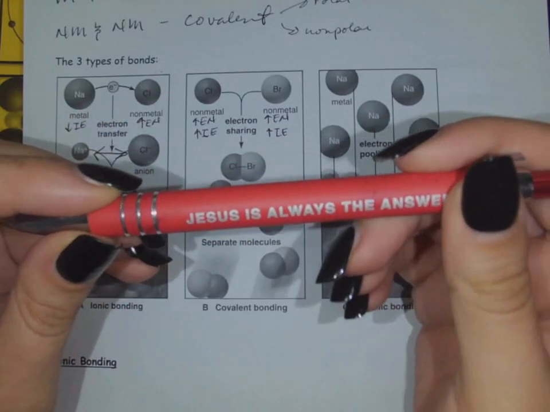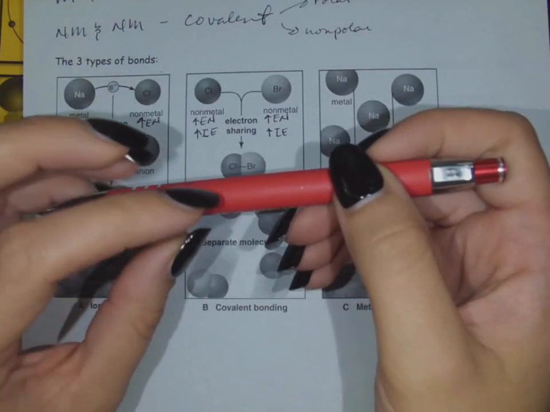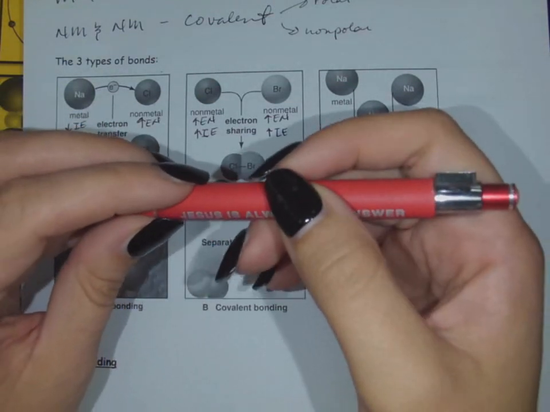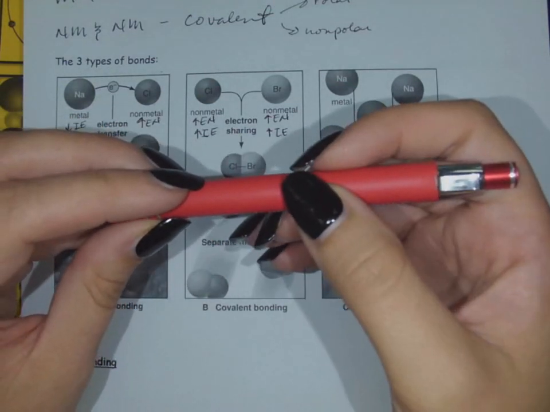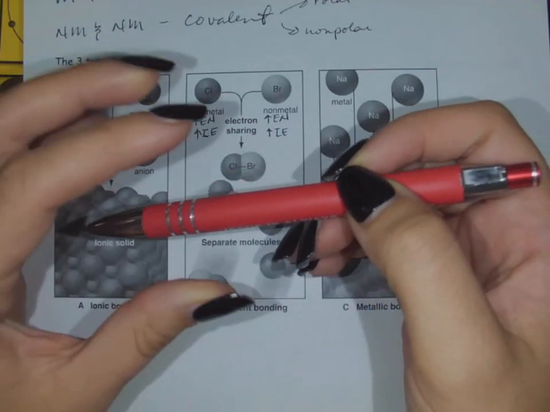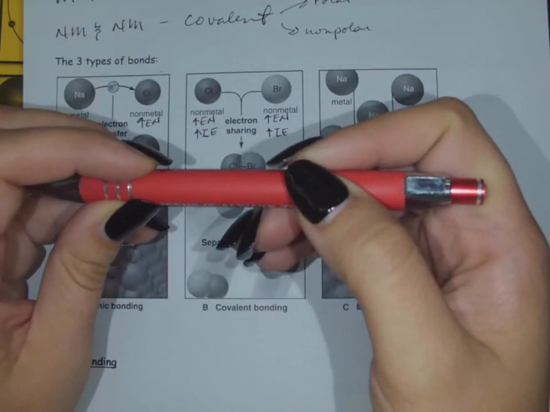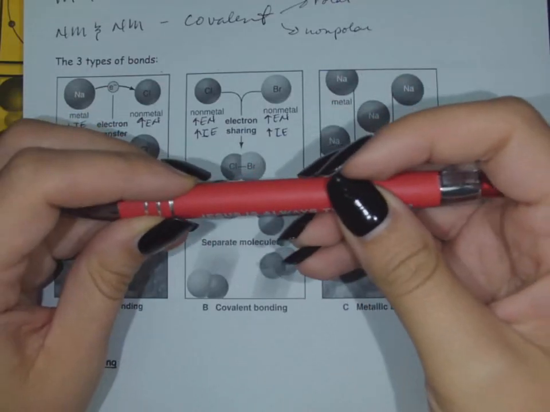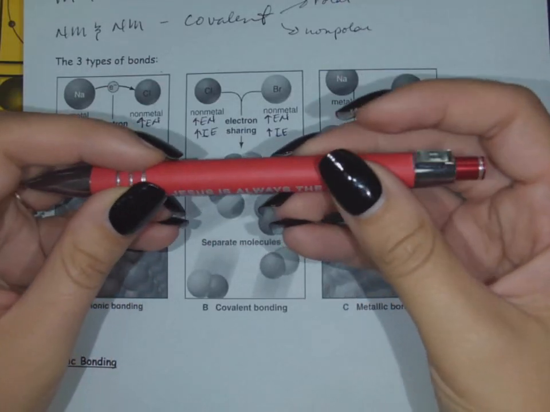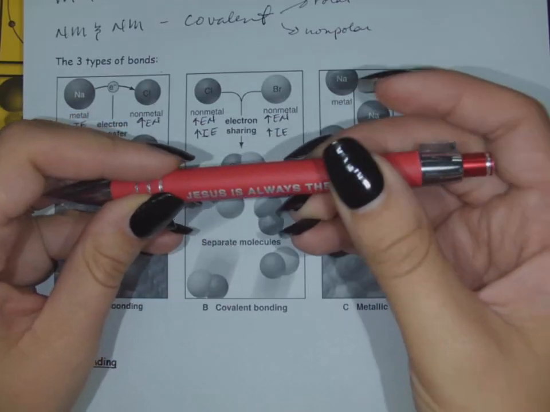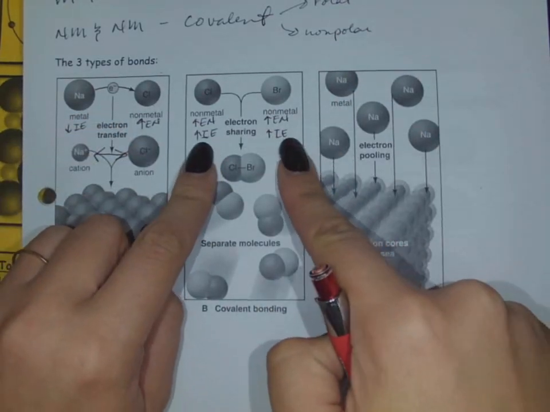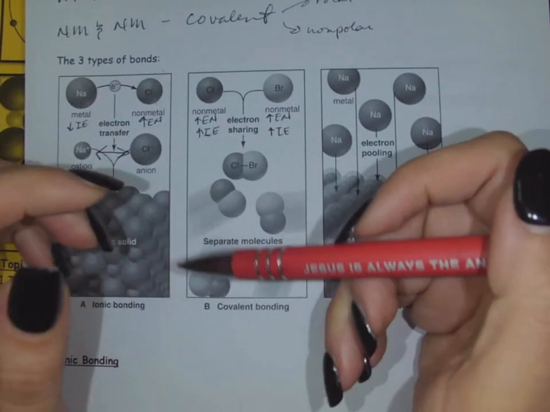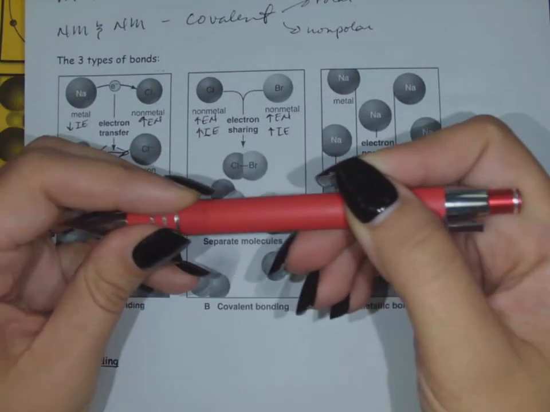So imagine this pen is the electrons, okay? And so this atom is trying to pull on the electrons because it has high electronegativity, and this atom's trying to pull on the electrons because it's high electronegativity. And so they're both pulling on these electrons, and neither of them really want to let go of these electrons either. And so we get this tug of war.